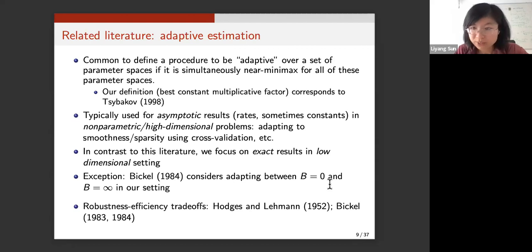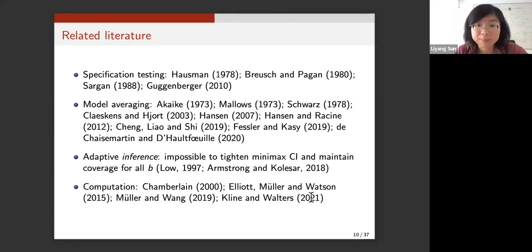And for the relation to the econometrics literature, our paper is related to the specification testing literature, as well as model selection and averaging that Cheng, Bruce Hansen, and Max Kasy have all worked on. And more recently, Clement and Xavier have a working paper that's most closely related to our setting that considers model averaging for estimating a scalar parameter.